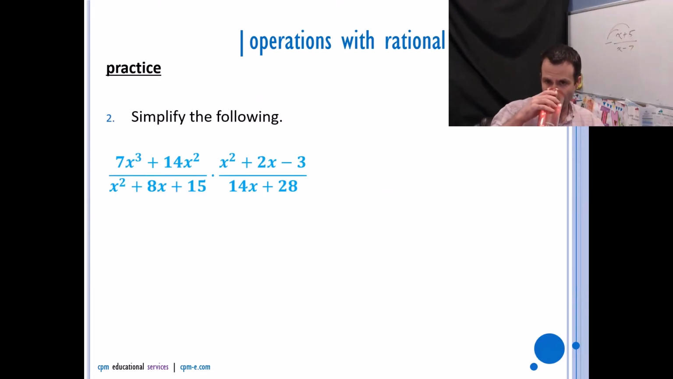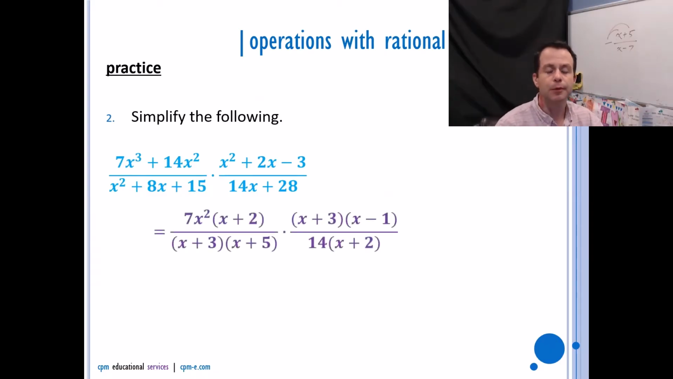That would be 3 and -1. And then on the bottom there, I can take out a 14. That would leave me with x plus 2. So this was step 1 of all of those same steps, right? Step 1 is factor. Step 2, state your NPVs. Step 3, do any simplification you can. And now then do the math that you can, okay?